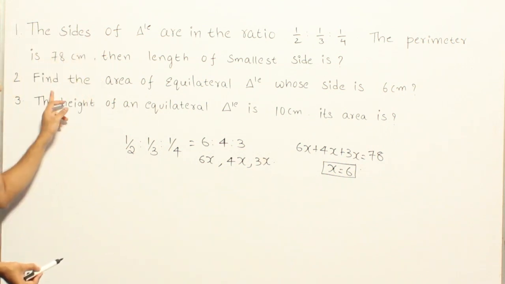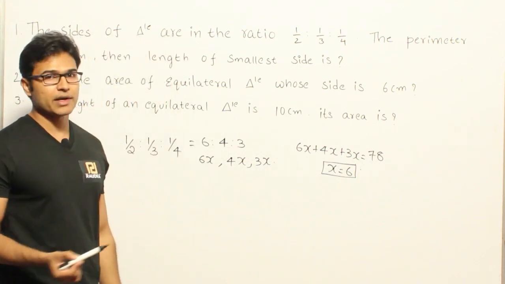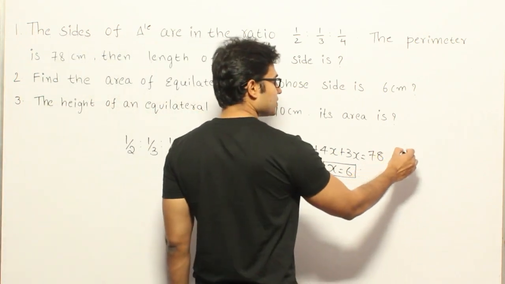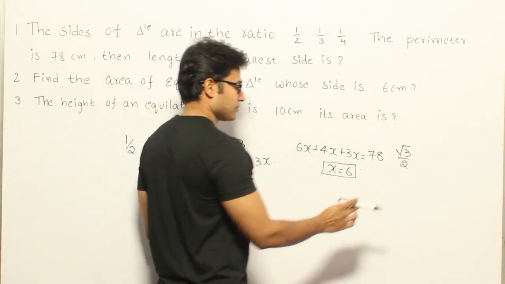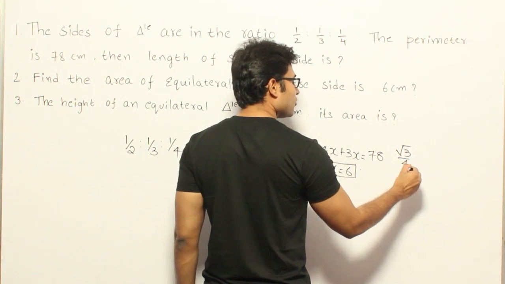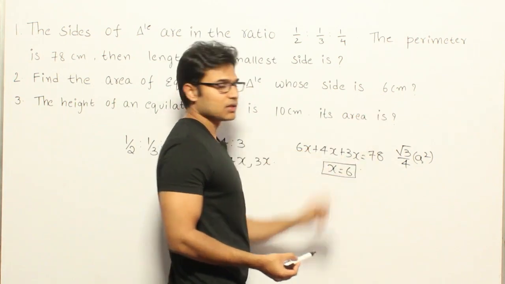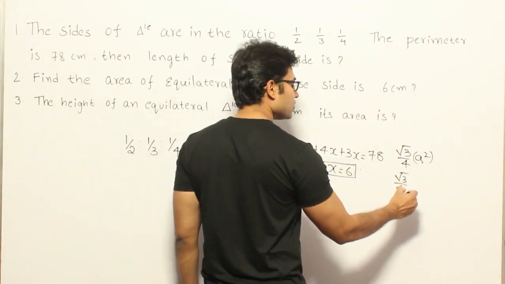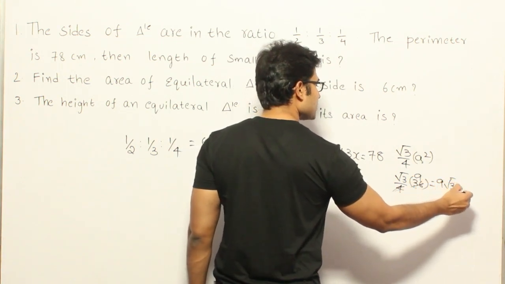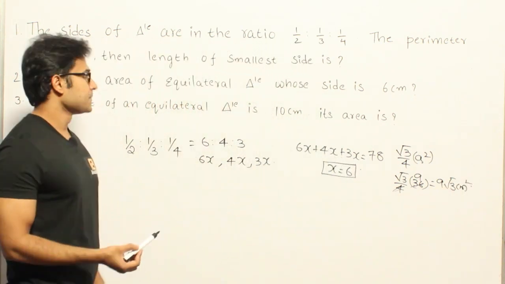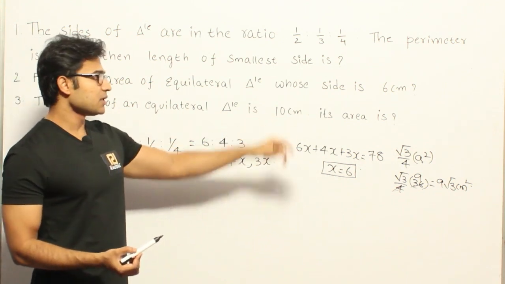Okay, coming to the next question. Find the area of the equilateral triangle whose side is 6 centimeters. Given the side of an equilateral triangle, we know that the area is root 3 by 4 a square, right? So in place of a, you can substitute 6. Root 3 by 4 into 6 square, which is 36. So 9 root 3 centimeters square. Got it?